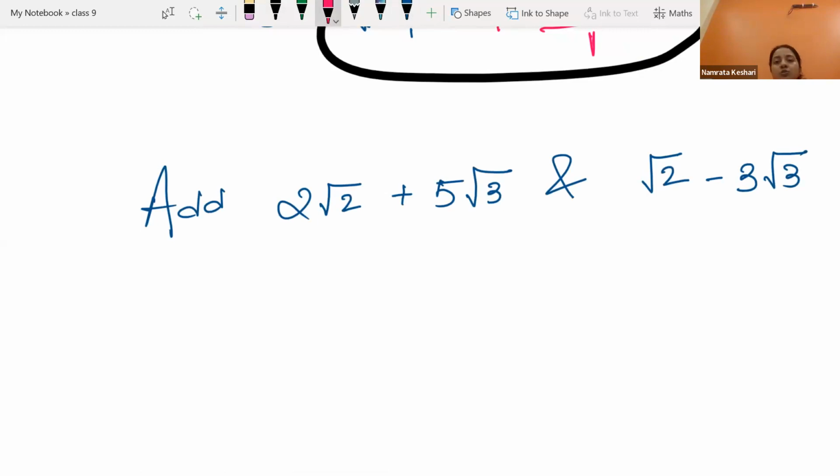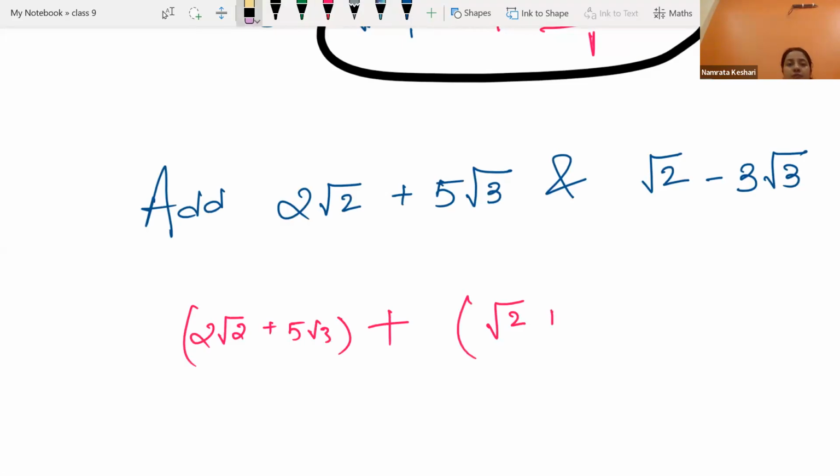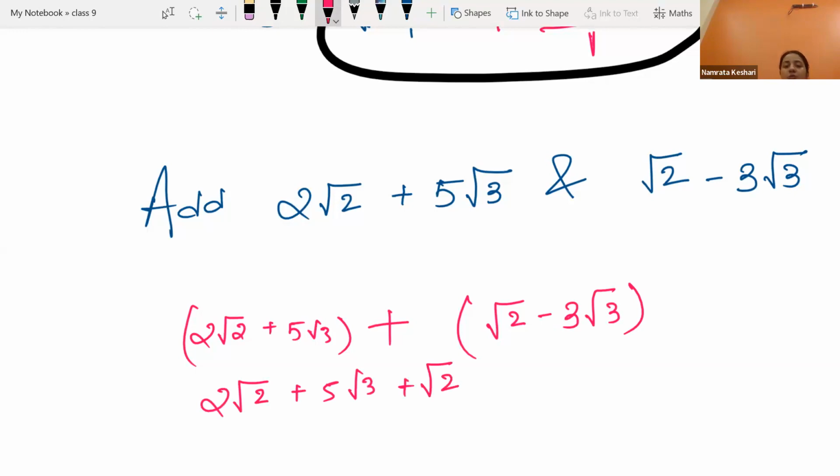We need to add this too. As you can see, both are irrational. We will be adding 2 root 2 plus 5 root 3. You can write it in brackets like this, and you need to add it with the other one. Now let's open the bracket. You will be having 2 root 2 plus 5 root 3 plus root 2 minus 3 root 3.